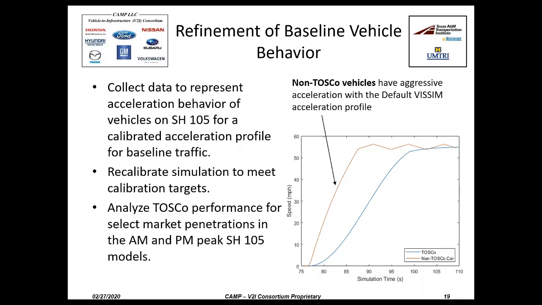The reason this is of interest to us is because we're developing a vehicle system. We need to be able to draw a comparison between the baseline traffic representing human drivers and the TOSCo algorithm that changes the acceleration for the vehicles that are equipped. This change in acceleration behavior led us to recalibrating the simulation compared to when we didn't have the calibrated acceleration profiles. And we analyzed TOSCo for select market penetration rates for the AM and PM peak scenarios after we calibrated to the travel times, volumes, and the acceleration behavior.